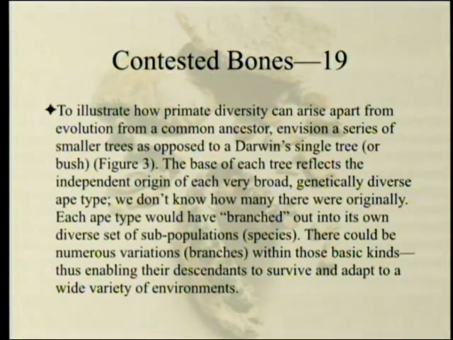To illustrate how primate diversity can arise apart from evolution from a common ancestor, envision a series of smaller trees as opposed to Darwin's single tree or bush, figure 3, which we will see at the end of this slide. The base of each tree reflects the independent origin of each very broad, genetically diverse ape type. We don't know how many branches there were originally, and it'd be fun to find out. Each ape type would have branched out into its own diverse set of subpopulations or species. There could be numerous variations or branches within these basic kinds, thus enabling their descendants to survive and adapt to a wide variety of environments.